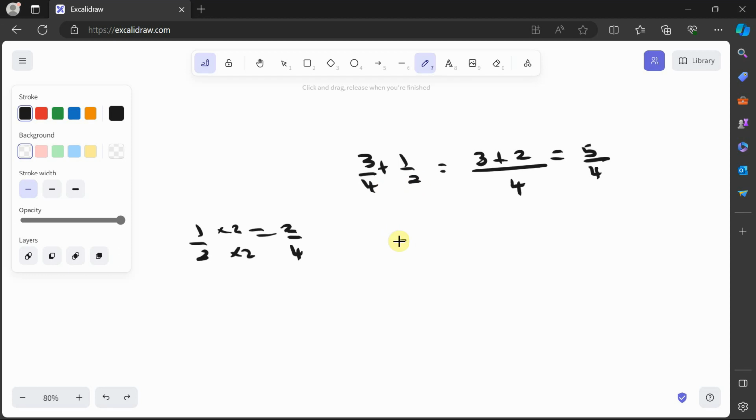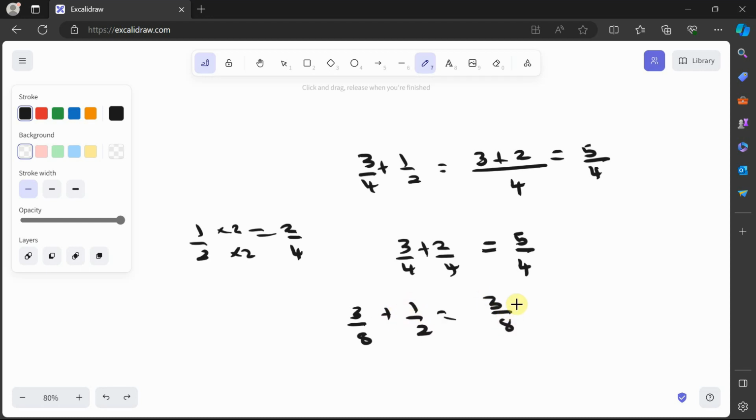So what am I saying? I'm saying this is 3 over 4 plus 2 over 4. Now this is easier to do. Since they have the same denominator, I'll just add the numerators, which are at the top, and say 3 plus 2 is 5. 5 over what? Over 4. Very simple.